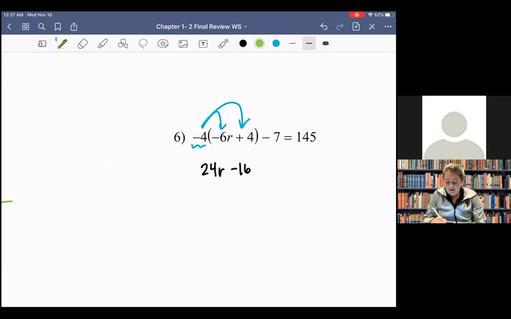So just to clarify, the -4 times the -6r got me the 24r. And then the -4 times the +4 is what got me the -16. So they're just two separate things happening there. We're multiplying them both out, okay? And then this -7 is still just hanging out on the end, equals 145.